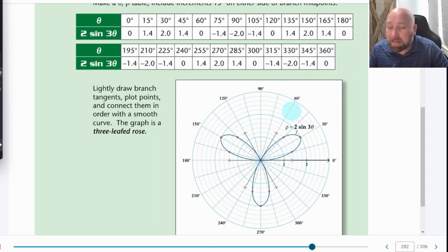So don't forget that if it asks you for what are the branch tangents. You would also need to put one at 360 because the circle comes around and it closes back up at 360. So make sure you get all of those branch tangents. So in this case, we'd have one at 0, 60, 120, 180, 240, 300, and 360.